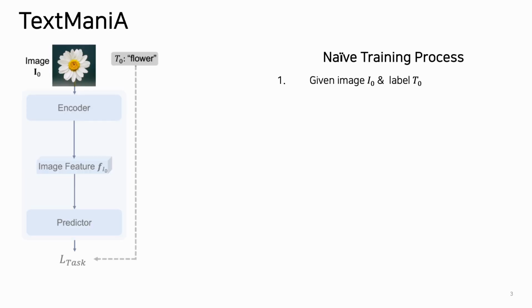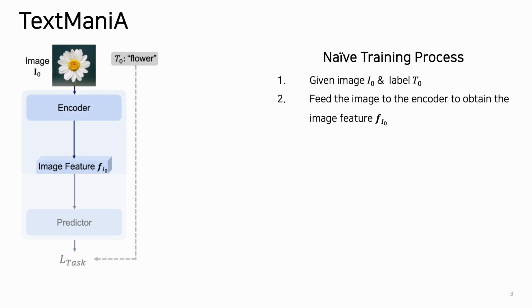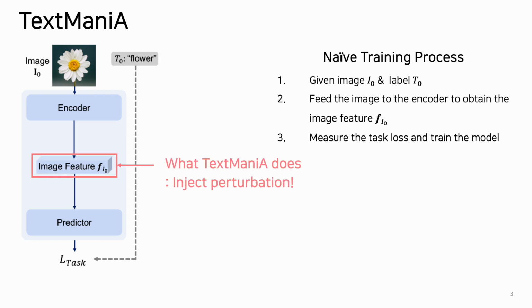Before applying TextMania, we skim the naive model training process. When the image and the corresponding label are given, we feed the image to the encoder to obtain the image feature, and measure the task loss with the given label and train the model. For TextMania, we augment the image feature by injecting perturbation. And this perturbation is from the text attributes.